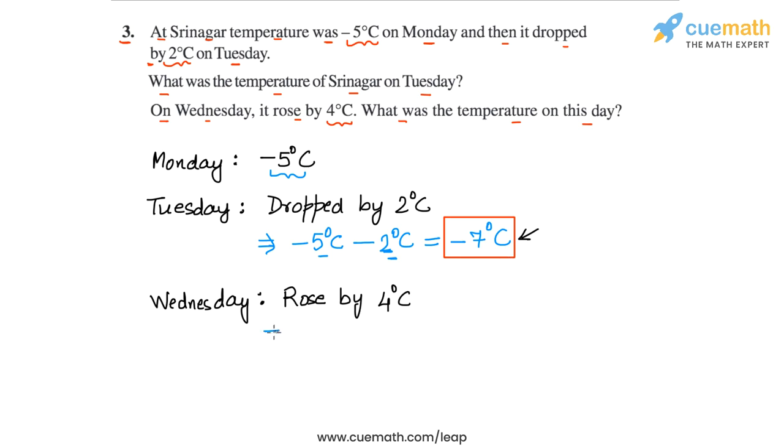So on Wednesday, the temperature will be the previous day's temperature, which is minus 7 degrees Celsius. And to this, we add 4 degrees Celsius. So minus 7 plus 4 is equal to minus 3. So on Wednesday, the temperature will be minus 3 degrees Celsius. So this is the answer, the temperature for Wednesday. And this completes question number 3.